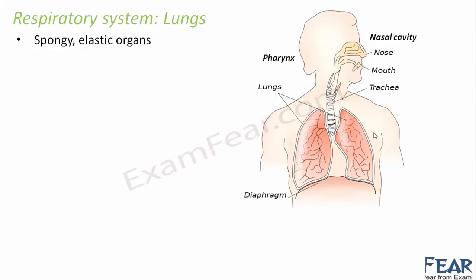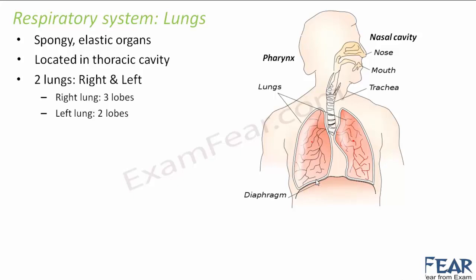So lungs are spongy, elastic organs. As you can see here, these are the two lungs which we have in our body. They are spongy and elastic. Elastic means they can increase or decrease in size, so it has that flexibility. They are located in the thoracic cavity, as I explained just now. The lower surface of the lungs rests on the diaphragm. I mentioned before, right? The diaphragm denotes the end of the thoracic cavity. So the lower surface of the two lungs rests on the diaphragm.